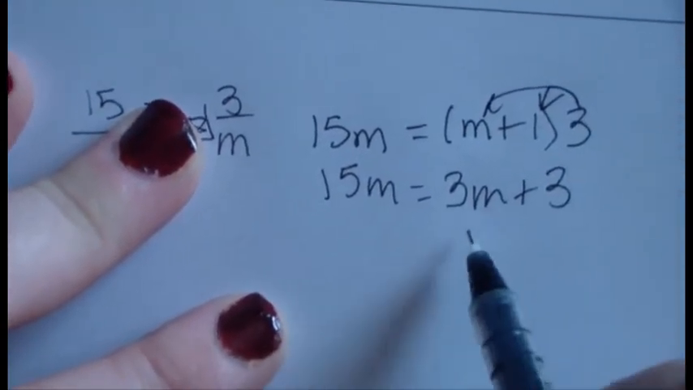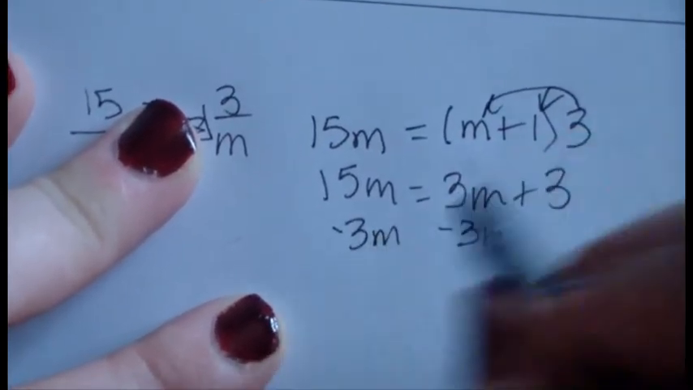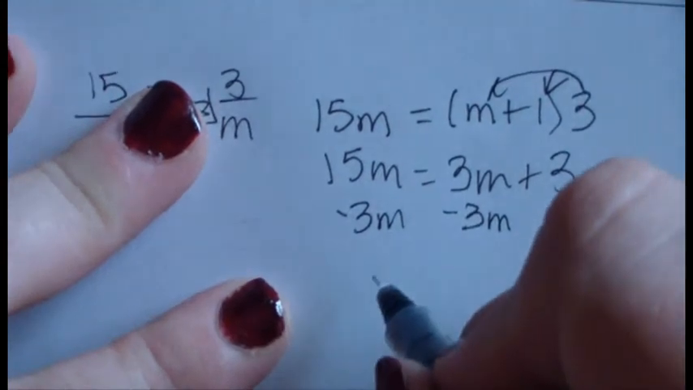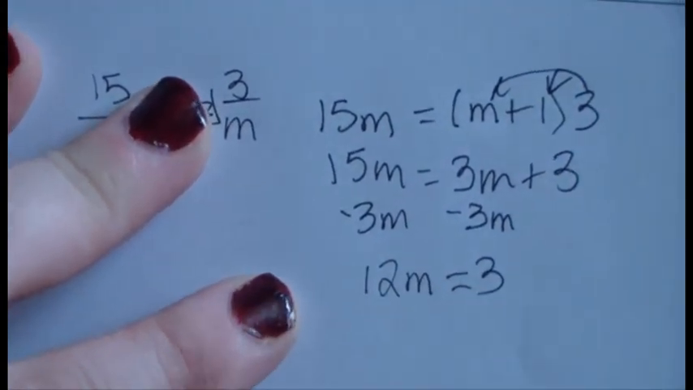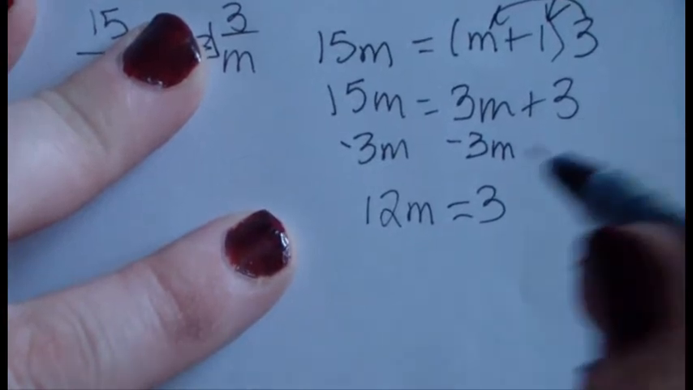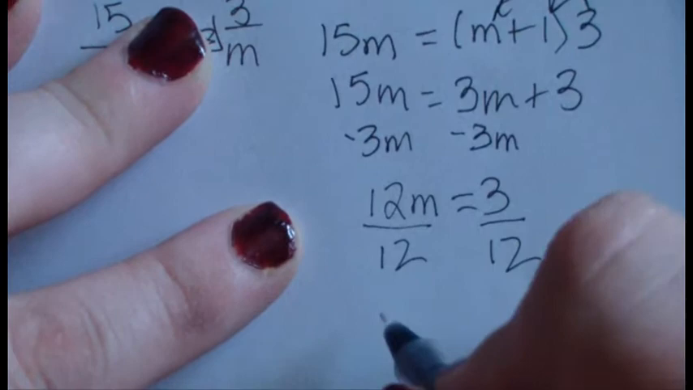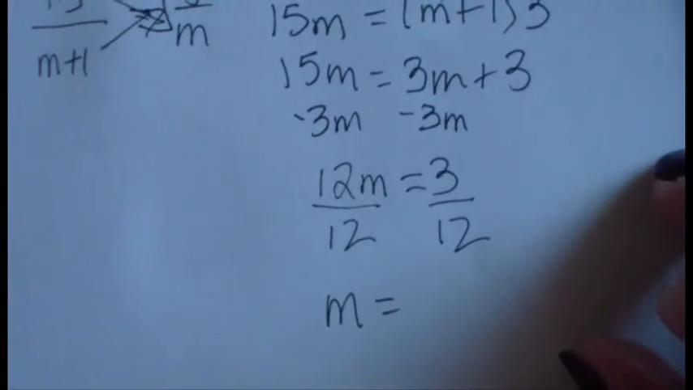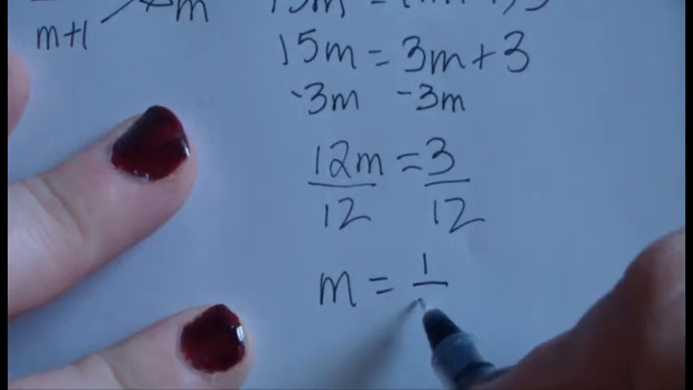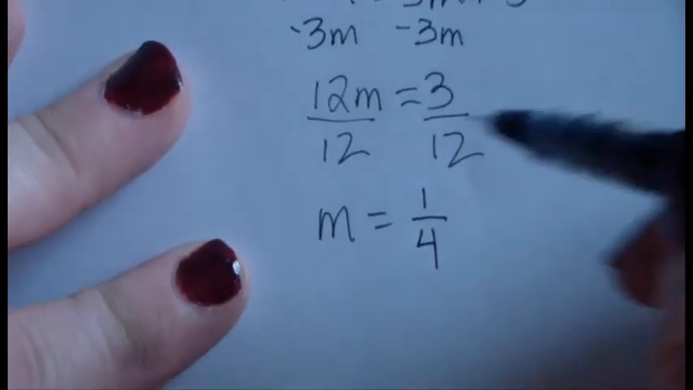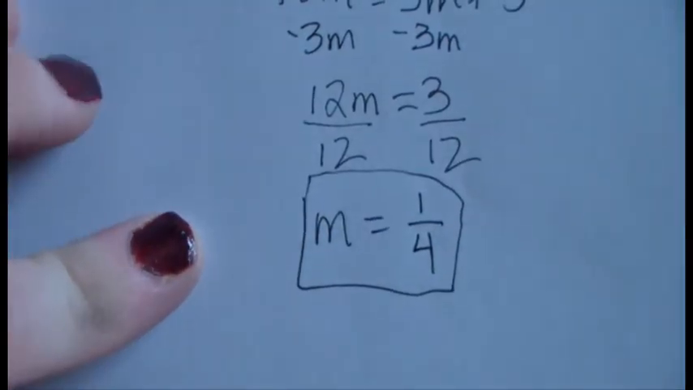Then we need to get our m's together, so let's move that 3m over. That's going to give us 12m equals 3. So then we divide by 12 on each side to get m by itself. And that's going to be, let's see, 3 goes into 3 once, and into 12 4 times, so 1/4. And there you go. That's it.